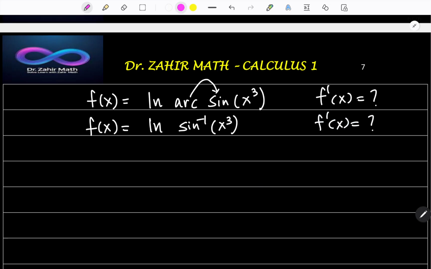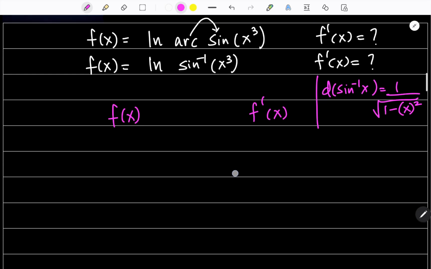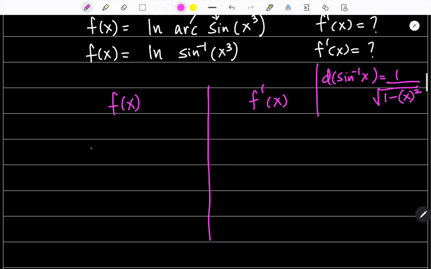Before that, let me write the formula on the side. What is the derivative of sine inverse x? The derivative of sine inverse x is 1 divided by square root of 1 minus x square. Okay. Now let me start. So this is your f of x and this is your f dash of x. Your f of x is ln of sine inverse of x cube.